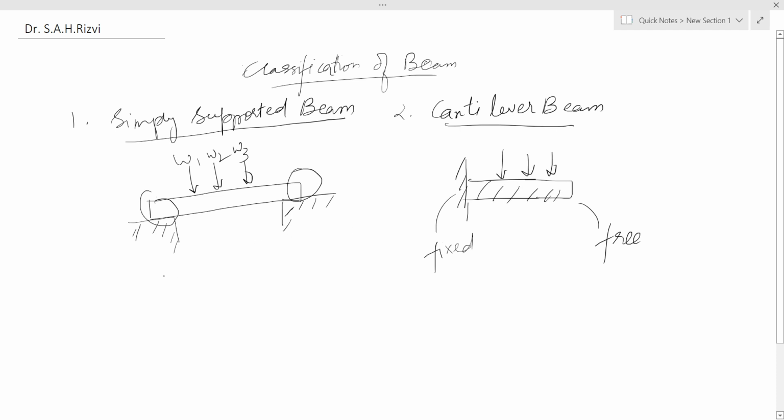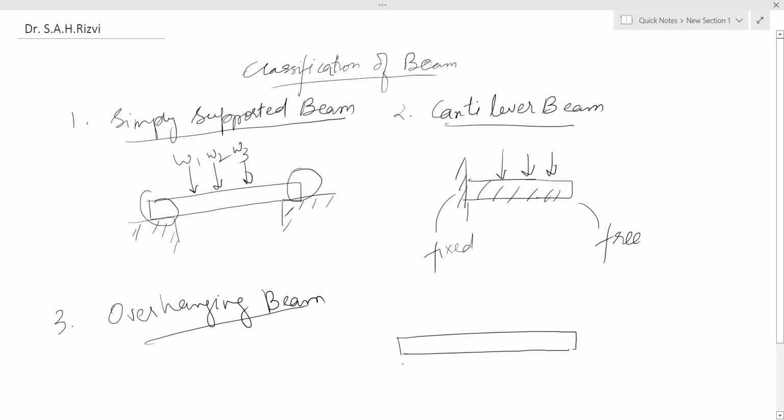The third type of beam is overhanging beam. As the name suggests, its one free end is not supported and it lies outside the support. So this is the overhanging part of the beam and these are the two supports and load will act like this on the beam. So you can draw the diagram of overhanging beam like this.